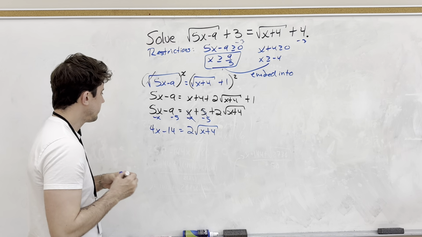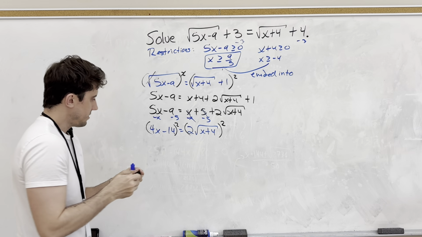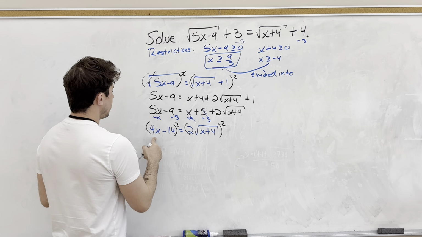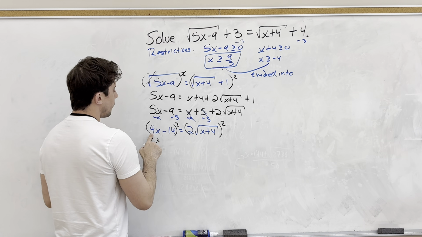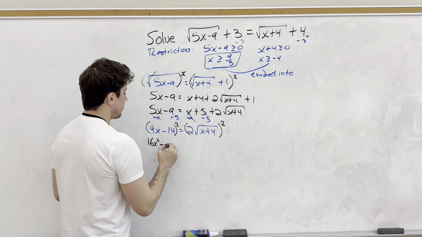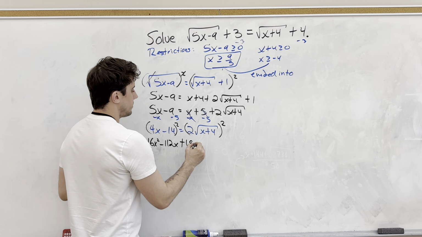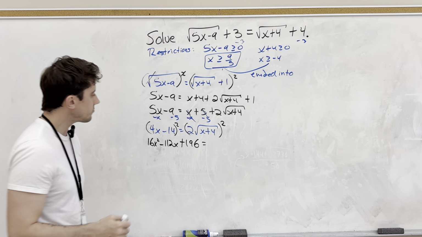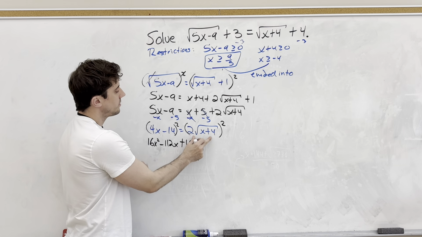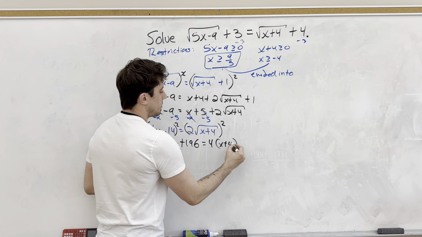And now, once again, we've successfully isolated our only radical. Now let's square both sides again. And again, when we square both sides, we square everything on both sides, like so. So if we expand this out as a binomial squared, we get 16x squared. 4x times 14 is minus 56x. Twice, that'll be minus 112x. And negative 14 squared is plus 196. On the right-hand side, the square hits both parts because these are multiplied together. So 2 squared is 4, and the square root of x plus 4 squared is x plus 4, right?